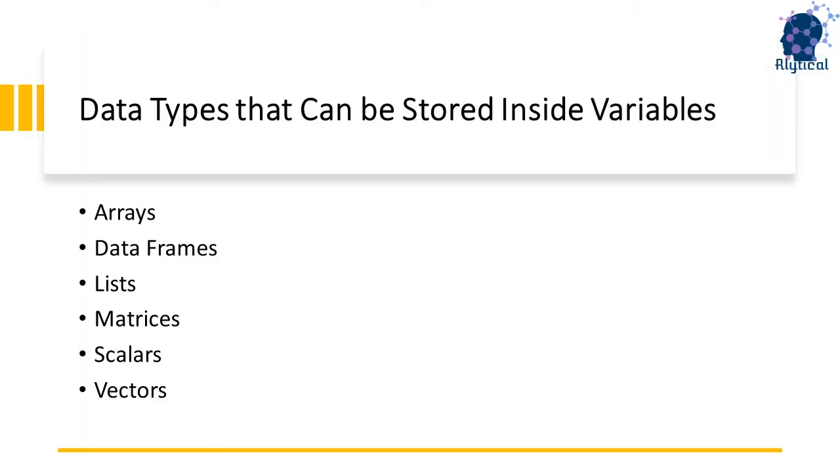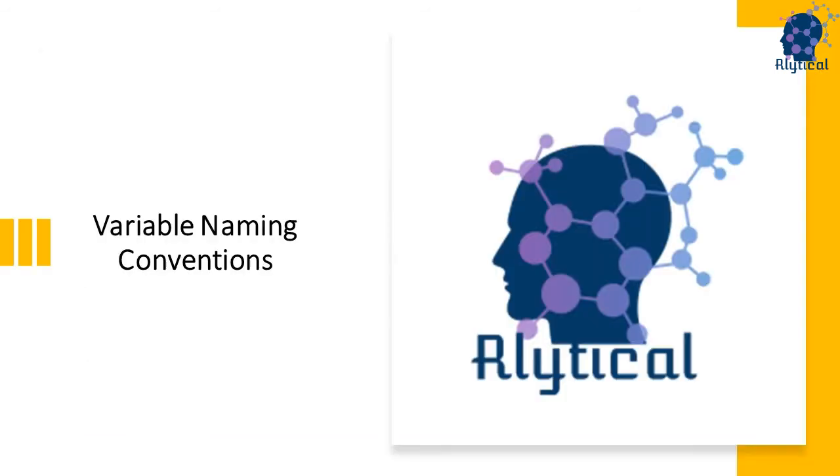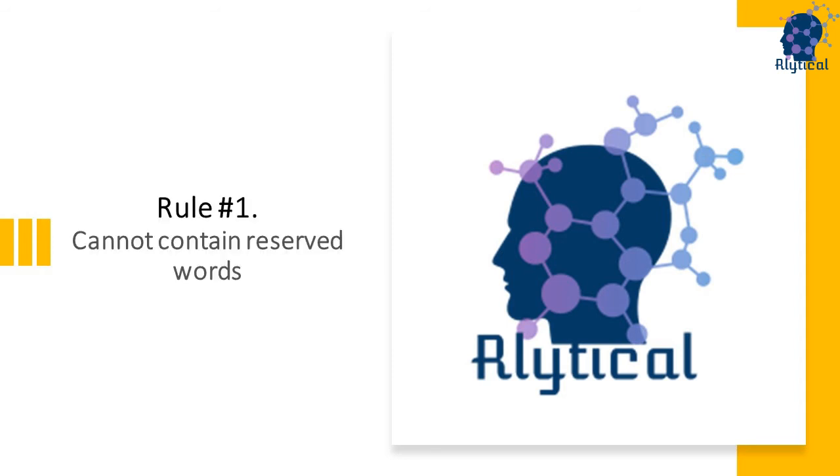In R programming, we can store numbers, pieces of text, matrices, entire datasets, and a number of other data types that you see on the screen. Now there are some rules that we need to keep in mind while creating variables.